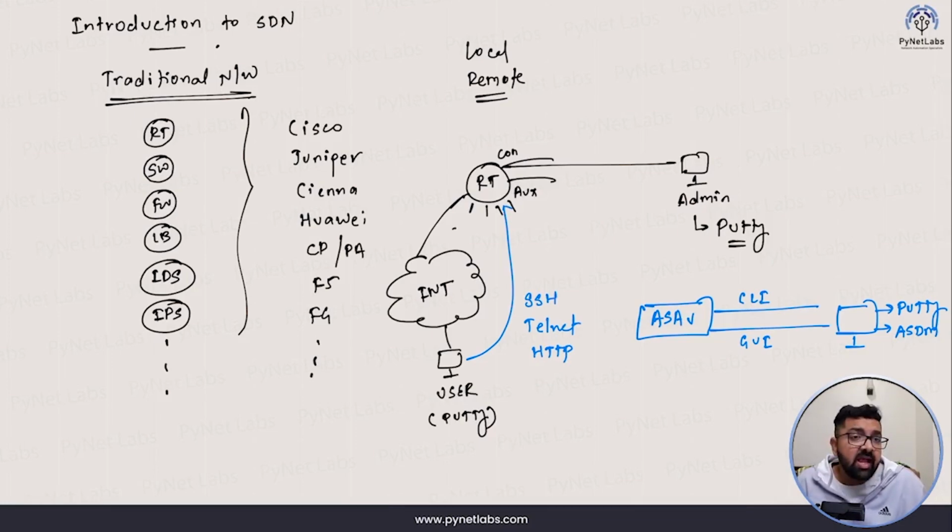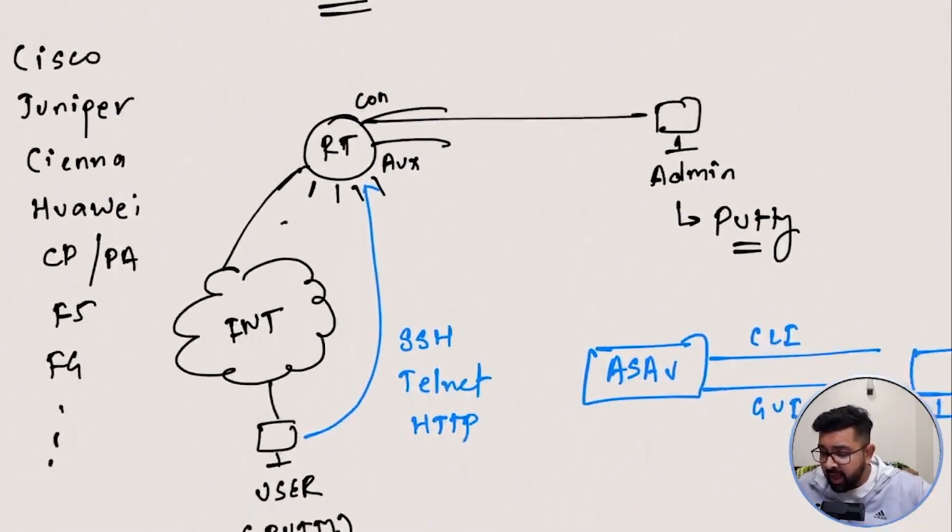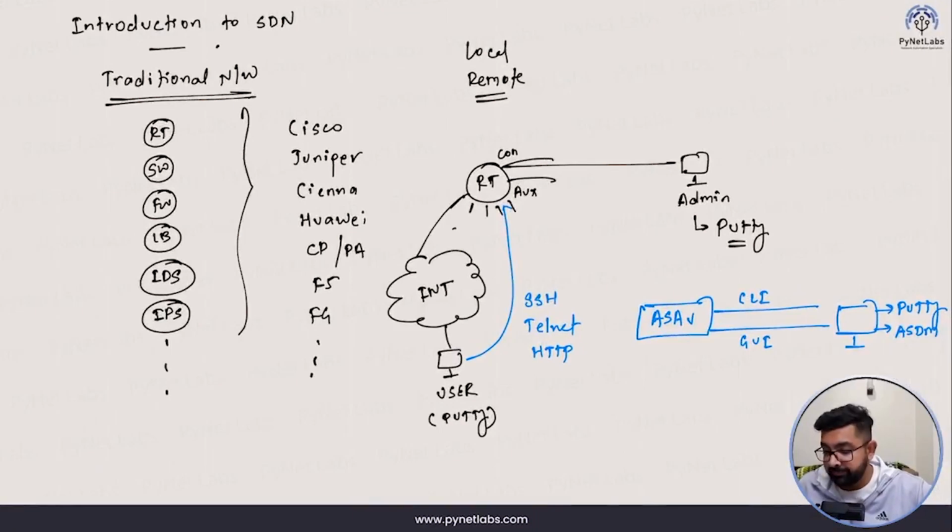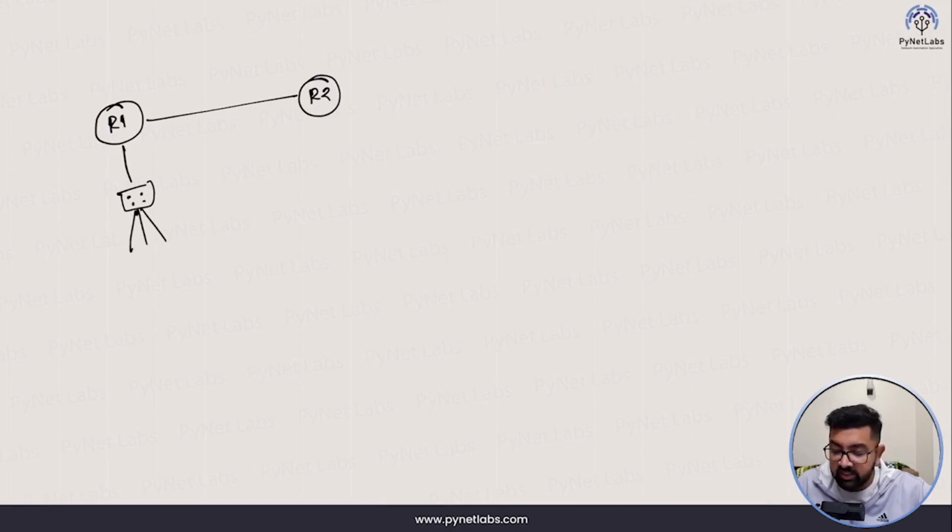And then there is another aspect towards how the network devices inside of themselves function. Let's say you have a topology. I'll give you a topology, for example. We have a router 1, and then that router 1 is connected to router number 2, and then router 1 also has a switch and some PCs connected to it.